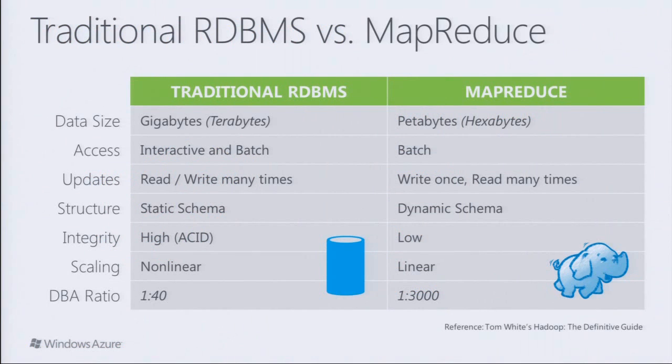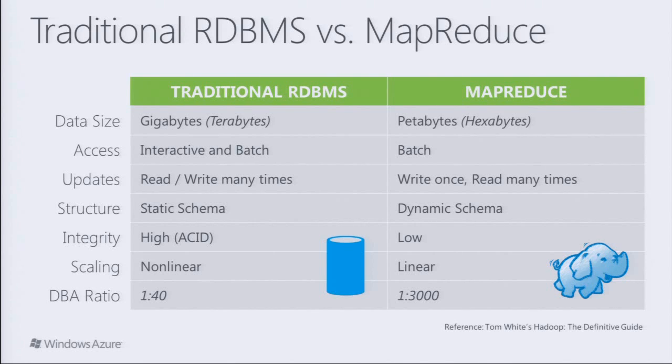Here is a comparison between a traditional relational database management system versus MapReduce. The traditional database is fully capable of holding gigabytes or even terabytes of data. You can do reads and writes relatively fast, and the access is usually interactive. I can type a SQL query, or I can run a batch query overnight if I wanted to.